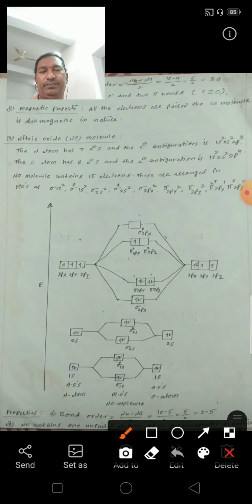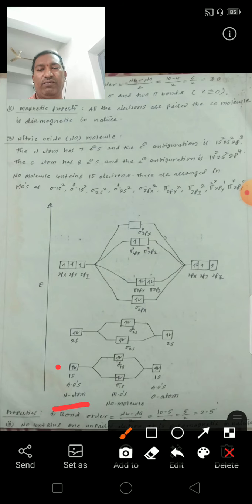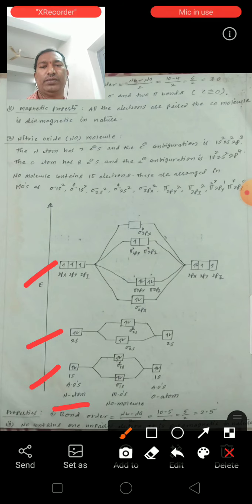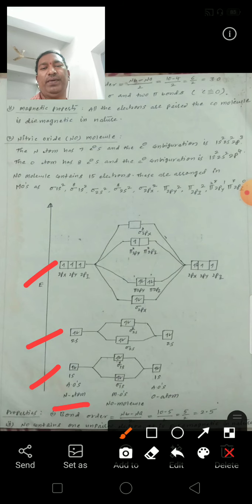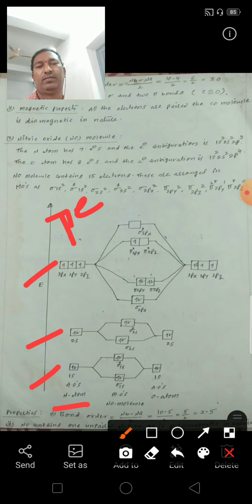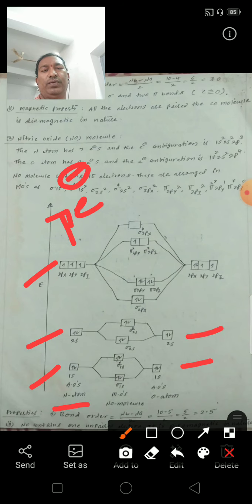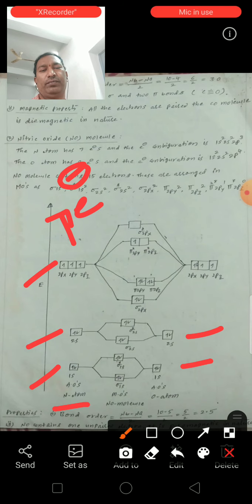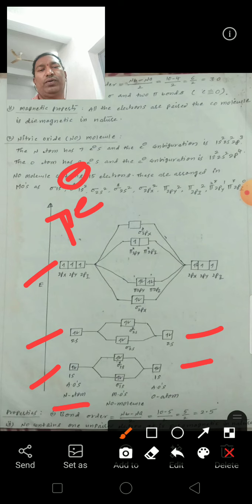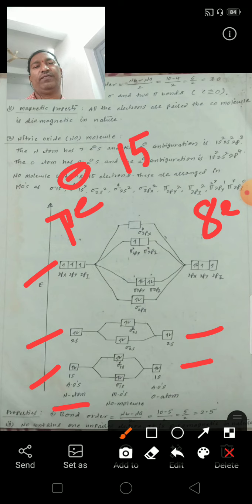This is the energy. First see the nitrogen atom electronic configuration: 1s2, 2s2, 2p3, that means 2px1, 2py1, 2pz1. Total 7 electrons. Okay. Next, oxygen atom electronic configuration 1s2, 2s2, 2p4, that means 2px2, 2py1, 2pz1. So total 8 electrons. Okay, 8 plus 7, total 15 electrons.